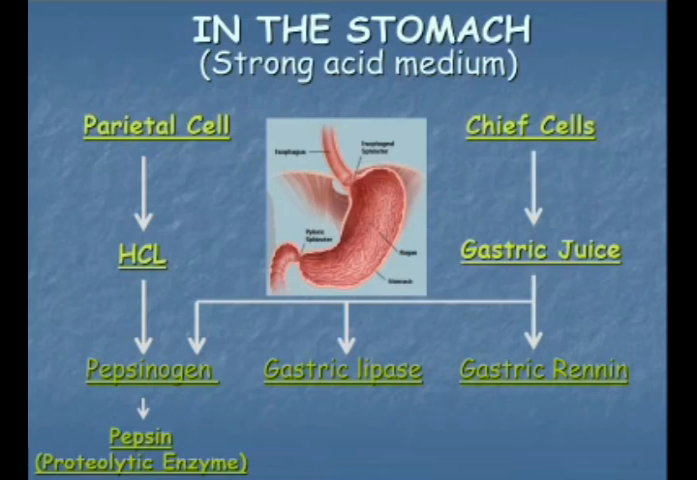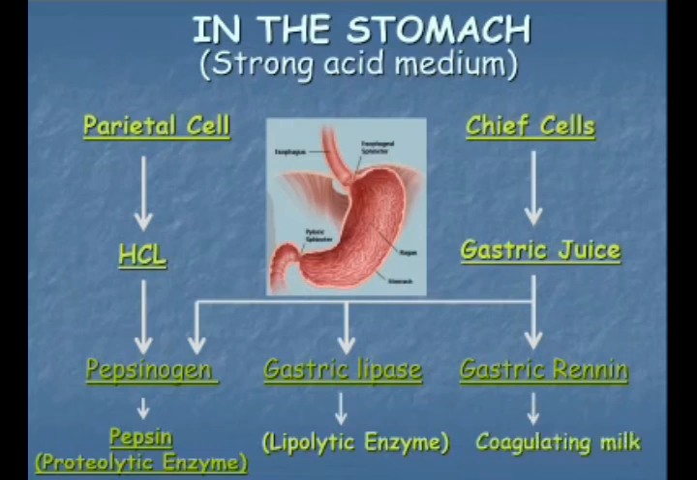Now this gastric juice also contains gastric lipase, which is a lipolytic enzyme, and it converts fat into fatty acid and glycerol. This gastric juice also contains renin. This renin is produced in the early age, that is childhood age, and it is responsible for coagulating milk. So friends, we have seen the different types of enzymes which are produced in the stomach, and from here the food passes from stomach into the small intestine.